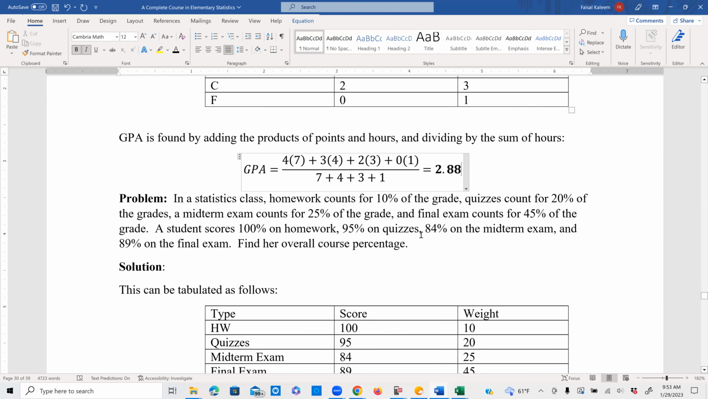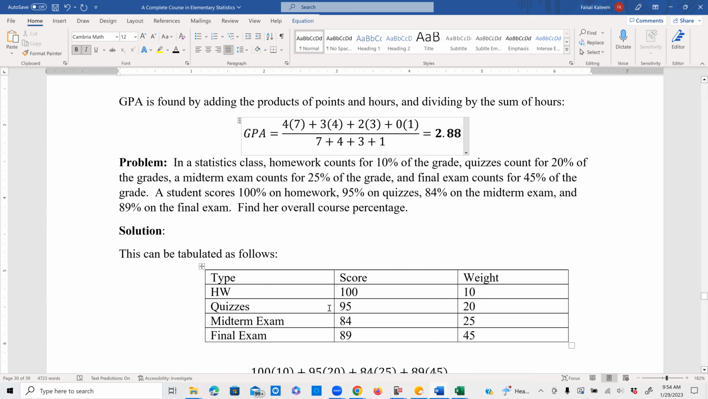Next problem in a stats class. Homework counts for 10% of the grade, quizzes count for 20%, midterm 25%, final 45%. A student scores 100% on homework, 95% on quizzes, 84% on midterm, 89% on final. Find the overall course percentage.